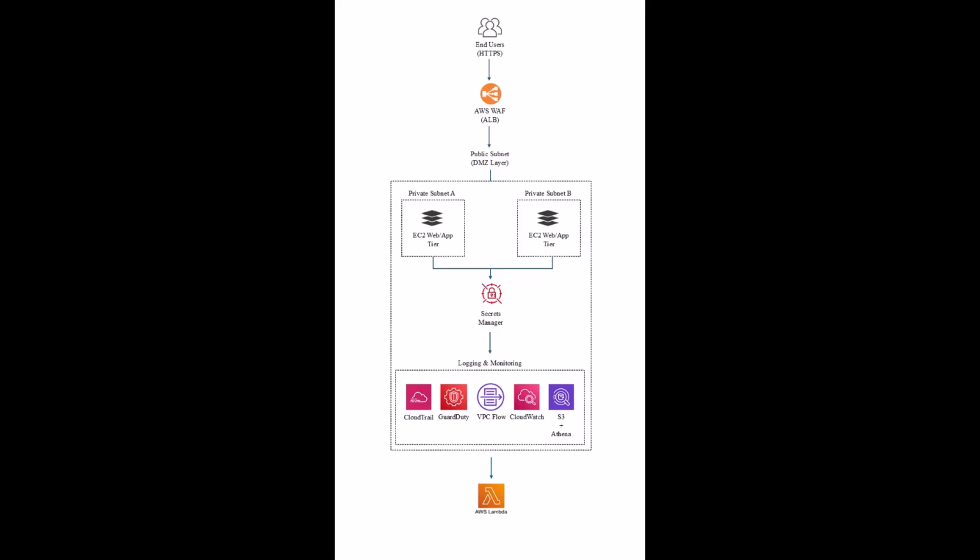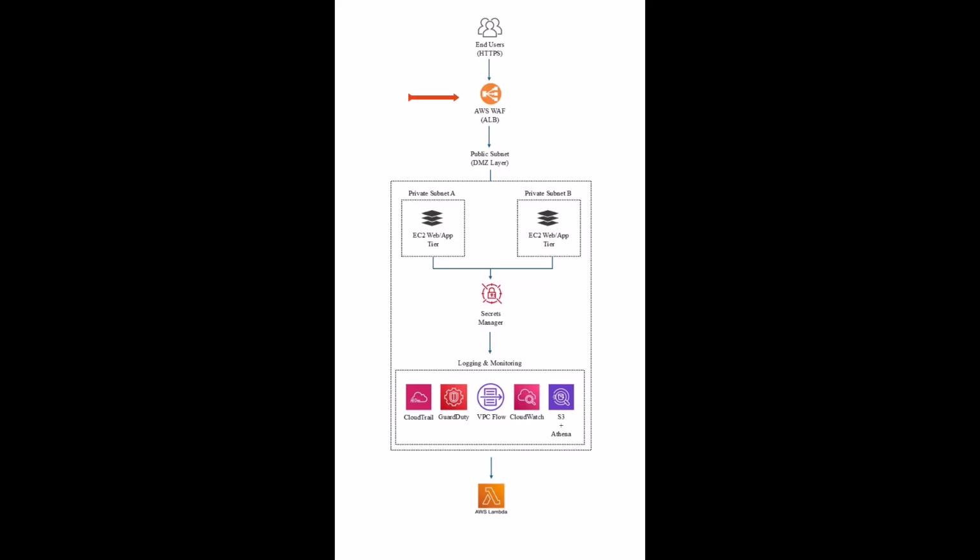The architecture I created represents a secure enterprise-style three-tier web application designed around the principles of least privilege, network isolation, and centralized observability. End users access the application over HTTPS using a custom domain secured by AWS Certificate Manager. All inbound traffic enters through an application load balancer protected by AWS WAF, which provides the first line of defense against common web-based attacks such as SQL injection and cross-site scripting.